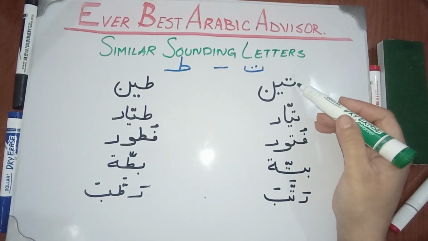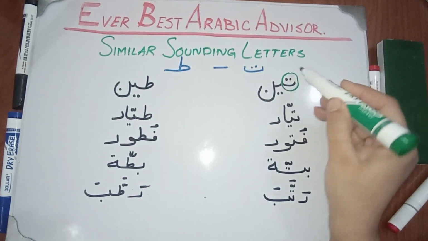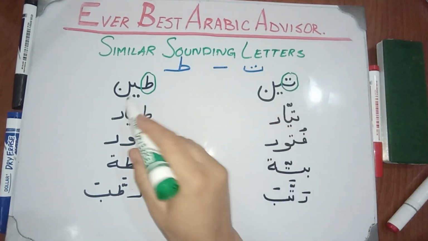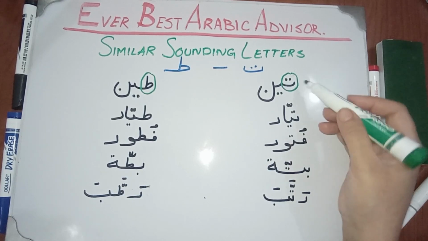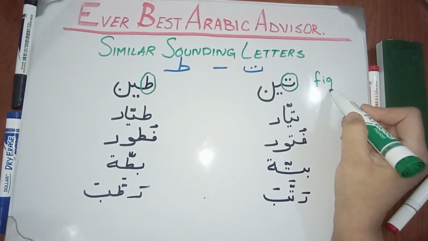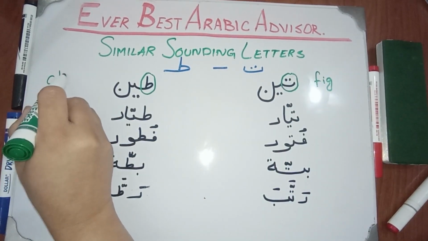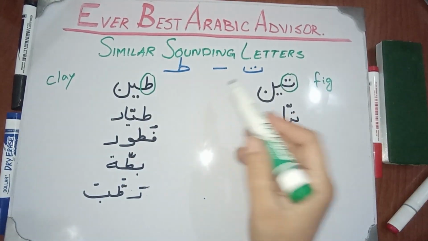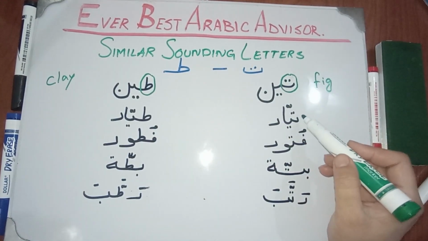The words teen and tain have the first letter which is confusing, ta and ta. The rest of the letters are the same, you can see, and the pronunciation is even the same, but with the letter ta it is a fig. In Arabic the meaning is a fig, and with the other ta it is clay. Quite two different meanings, just by two different letters which are very similar to each other.